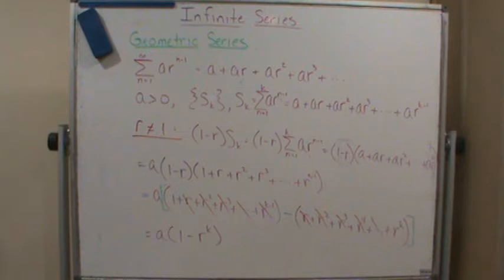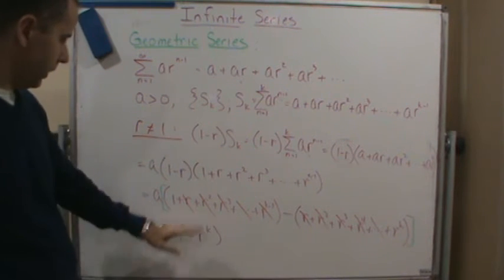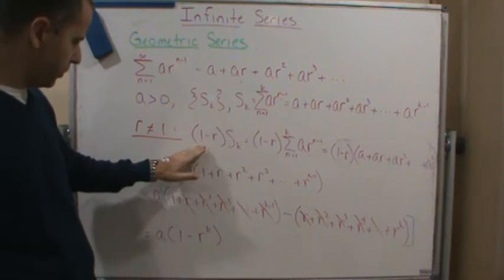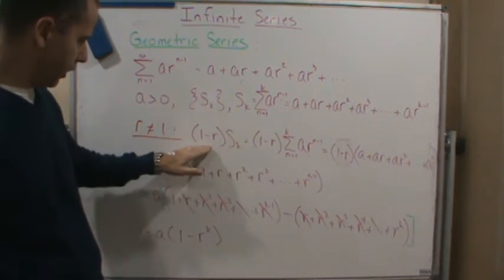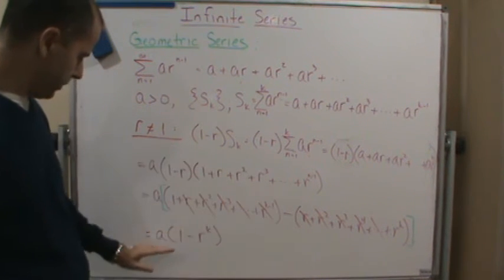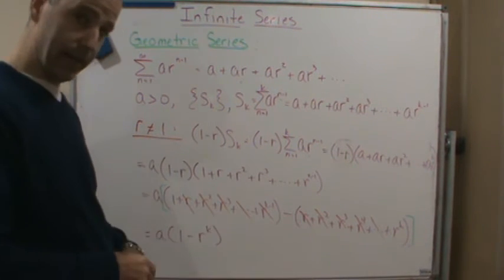Okay, now, what do we get now? Well, this is equal to this, right? So what we just did was we multiplied everything by 1 minus r. And so this, we found, is equal to this. So if we divide everything by 1 minus r, then we're going to get s sub k, right?